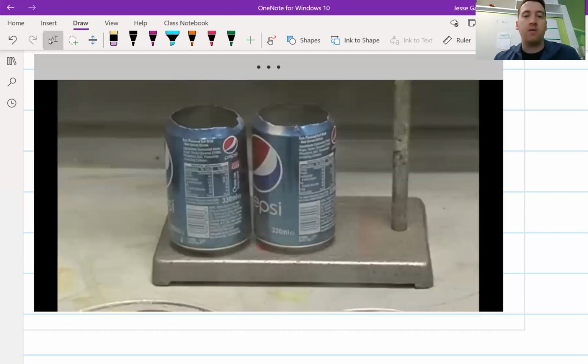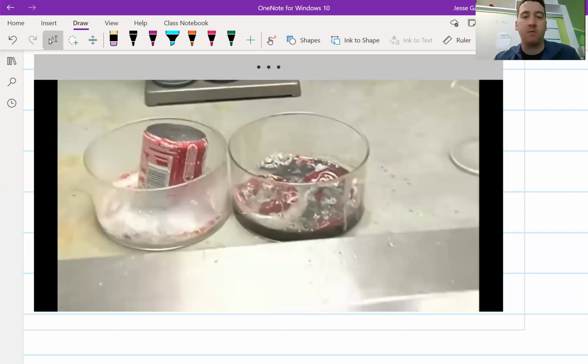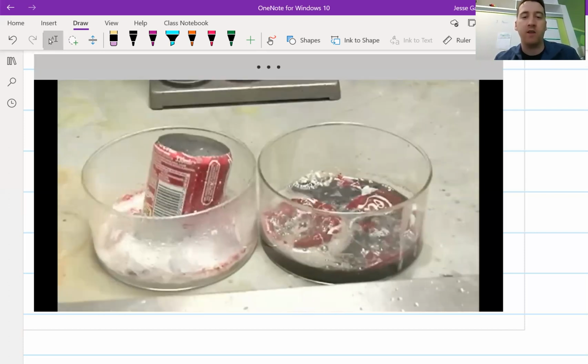All right, don't mind the Pepsi can. They just talked a little bit about why it doesn't work in a Pepsi can. Pepsi cans are made of a different metal, so it doesn't react with these two chemicals.